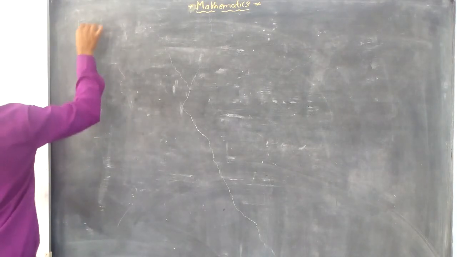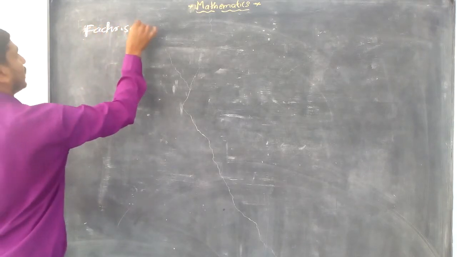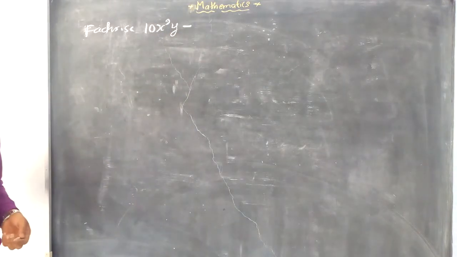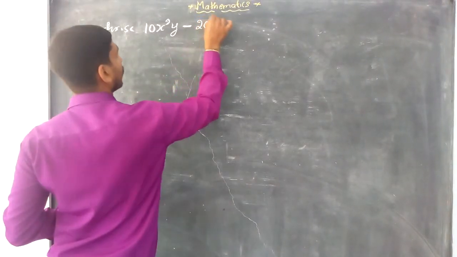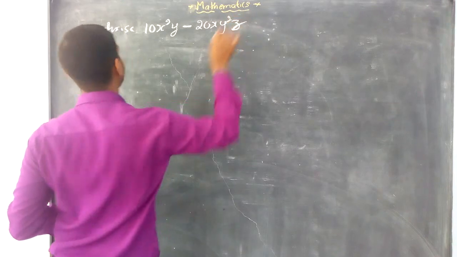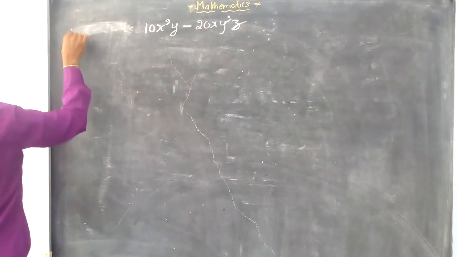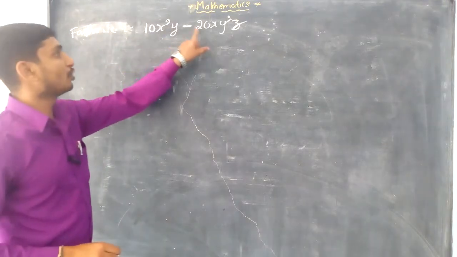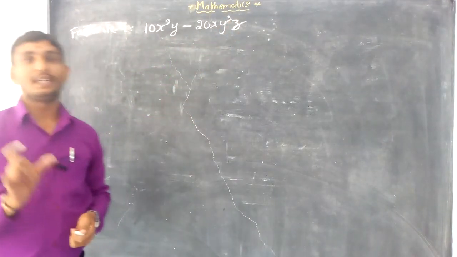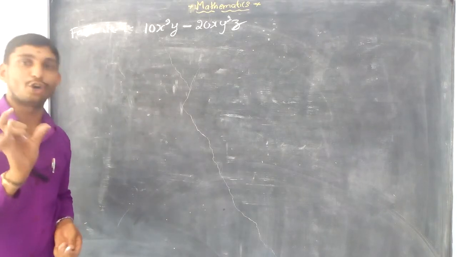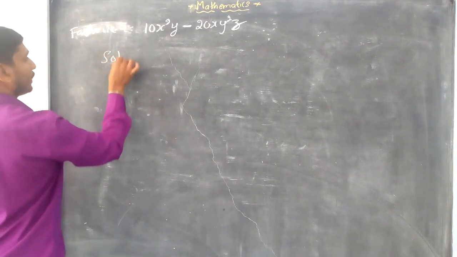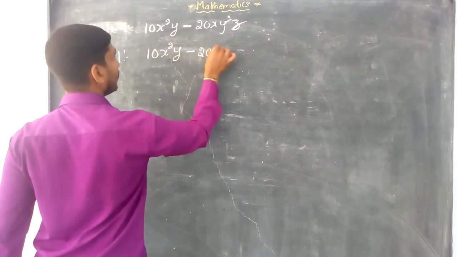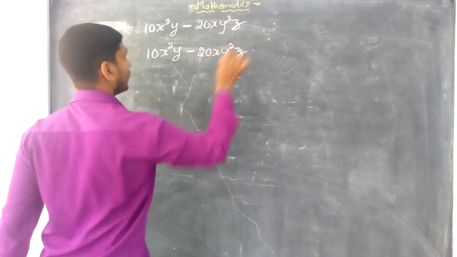Yes, factorize. The question is factorize 10x square y minus 20xy square z. What is the question? Question is factorize 10x square y minus 20xy square z. Yes, first method you have to go for taking a common factor method. Before that you have to write the question. What is the question? 10x square y minus 20xy square z is the question.